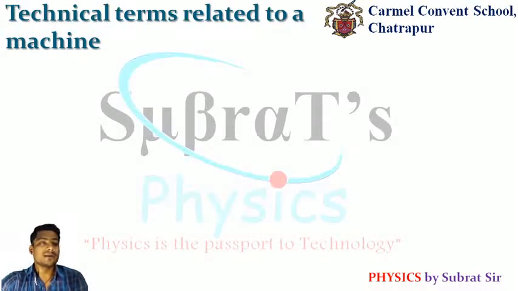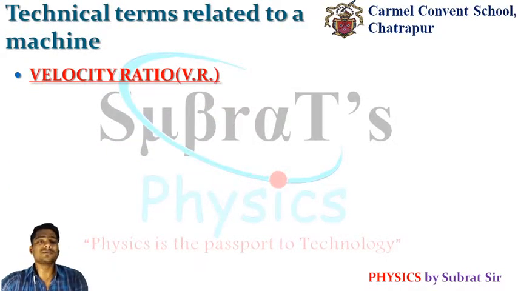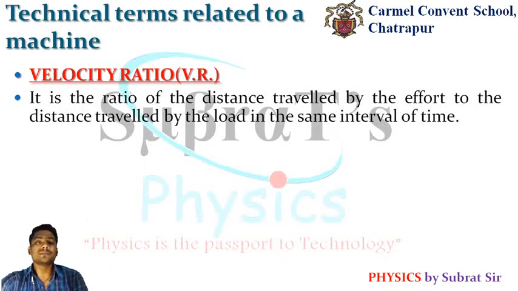Okay, got it. The next term is velocity ratio. Okay, it is abbreviated as VR. So this is also a ratio. It is the ratio of the distance traveled by the effort to the distance traveled by the load in the same interval of time. Okay, at a particular same interval of time, how much the effort traveled, and at that time how much distance the load traveled. We have to take the ratio, then we'll get the velocity ratio.